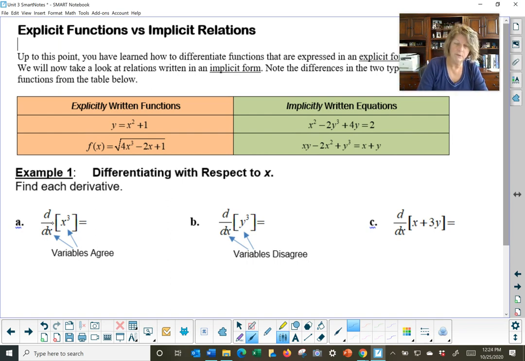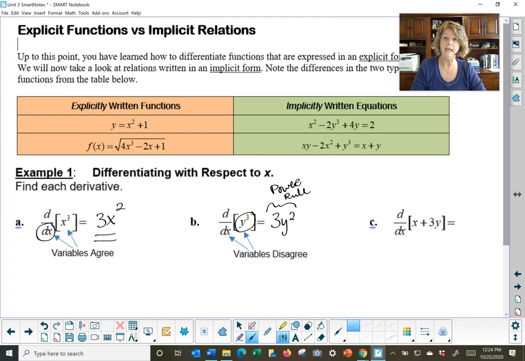And so I'm differentiating x cubed. And if I'm differentiating with respect to x, this is easy. I get 3x squared. Just use the power rule. When the variables agree, it's very straightforward. When the variables disagree, we have an extra step. So I'm going to take the derivative of y to the third. It's just power rule. We know how to apply power rule. So this is simply power rule.